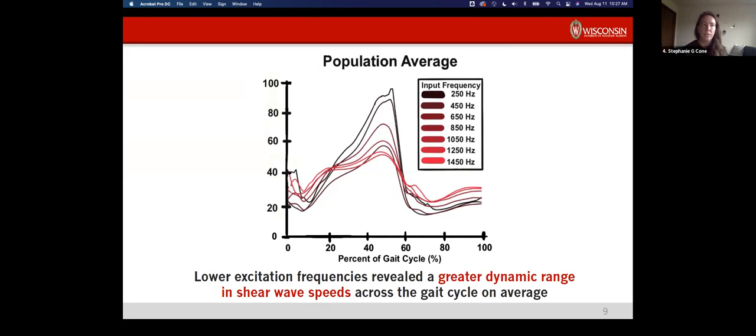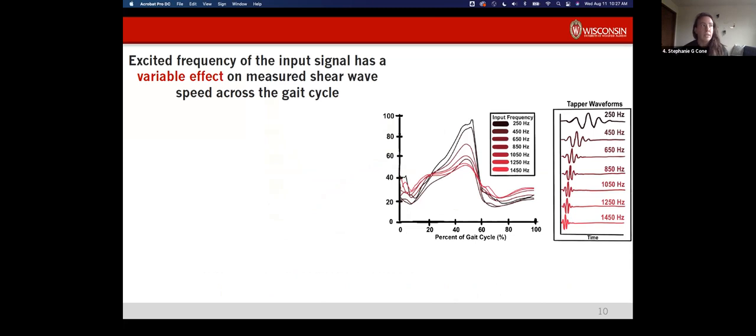So what it looks like is that we have just a greater dynamic range where the low wave speeds are low and the high wave speeds are higher when we're looking at those 250 and other lower frequency wavelets. Overall, this led us to see that excited frequency of the input signal has a variable effect, generating that different dynamic range of wave speeds across the gait cycle.